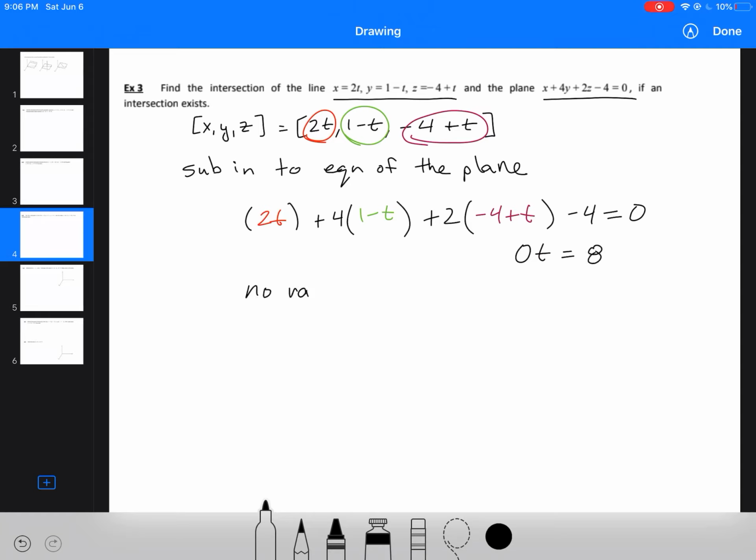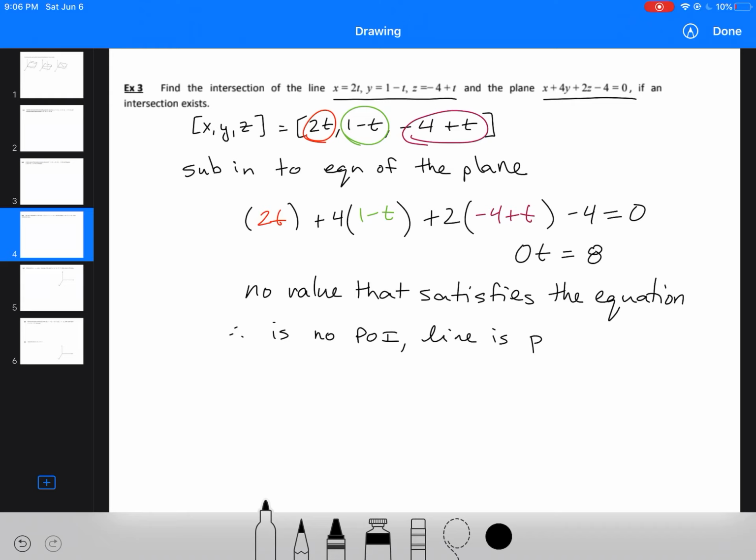There is no value that satisfies this equation. So therefore, there is no point of intersection, which means that the line is parallel to the plane, because that's the only way not to have a point of intersection.